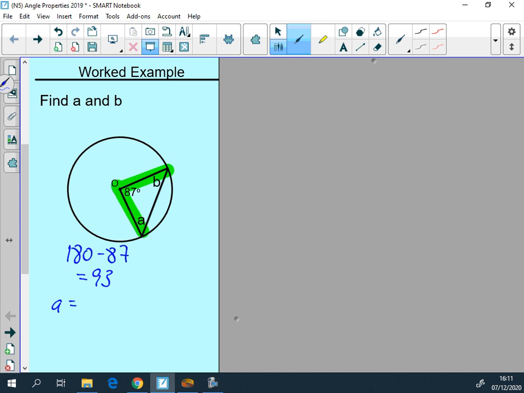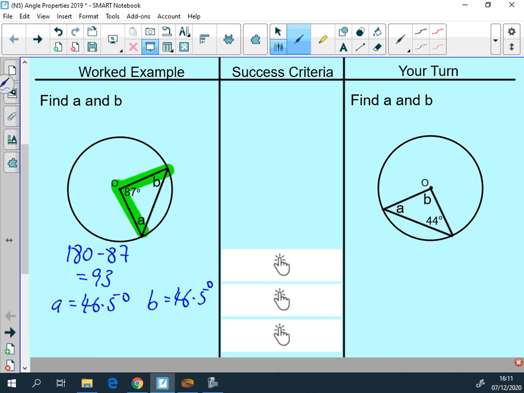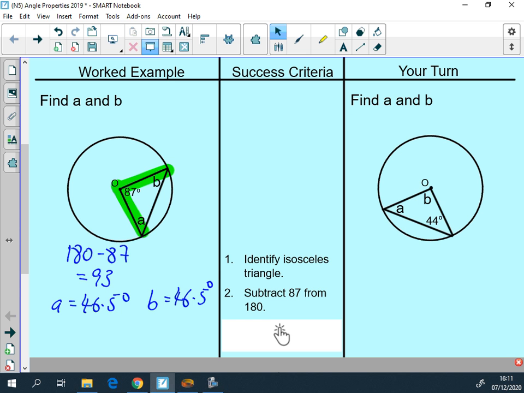Each one, because it's split evenly, must be half of that. Half of 90 is 45, and half of 3 is 1.5, so A will be 46.5 degrees. And B is going to be 46.5 degrees. Now, I've got one for you to try on the right-hand side. At each point, you're spotting that isosceles triangle. That's very often the trickiest part here. I'm subtracting that 87 from 180 purely because I know the 3 angles in a triangle add up to 180, and then I'm halving it at the end. So can you try the one on the right-hand side?